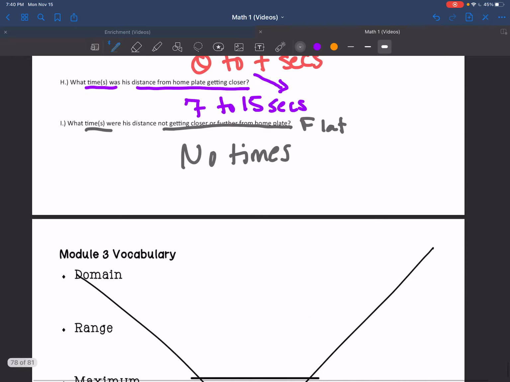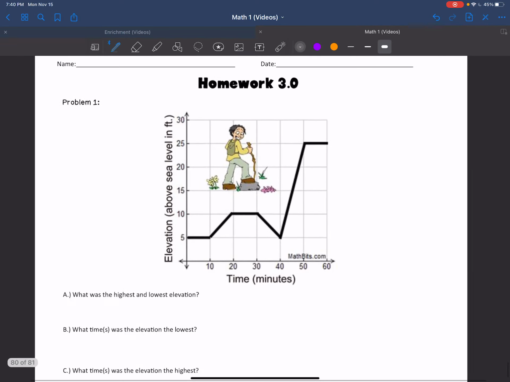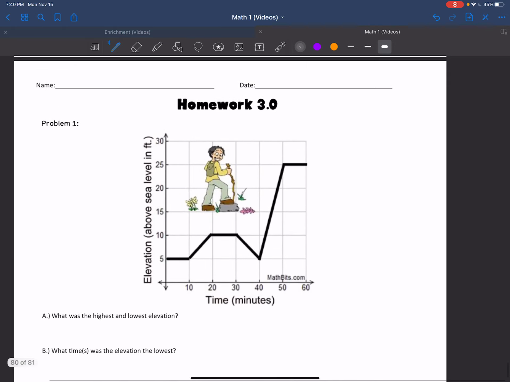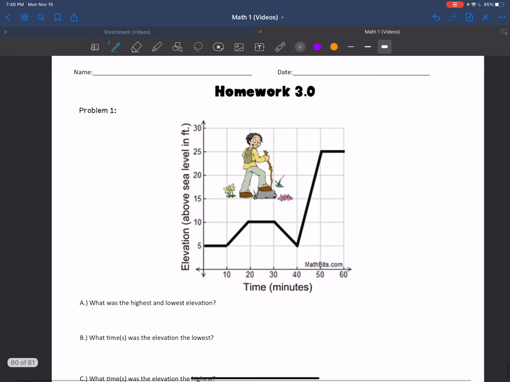Okay, so you don't have to do this page here, but these two pages are your homework, same types of questions that we just did. All right, so everyone, I'll see you in class next time.